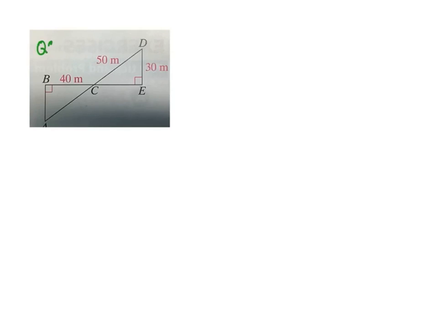Let's take quick check 1 as an example. It is given to you that triangle ABC is congruent to triangle DEC. This is crucial, very important information. They tell you it is congruent, meaning angle A is congruent to angle D. Angle B is congruent to angle E.